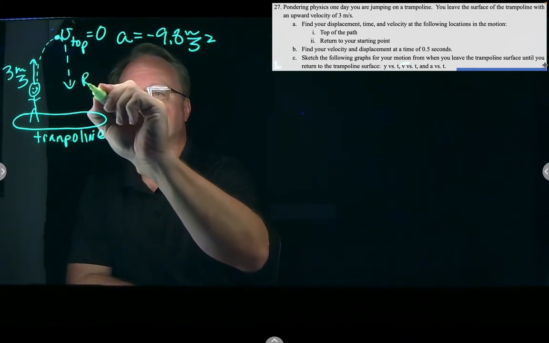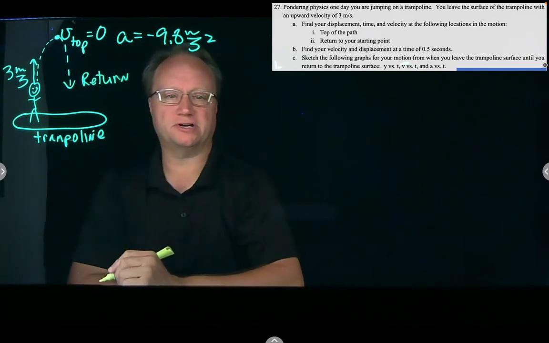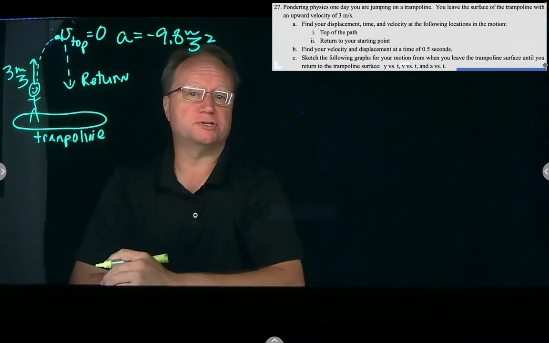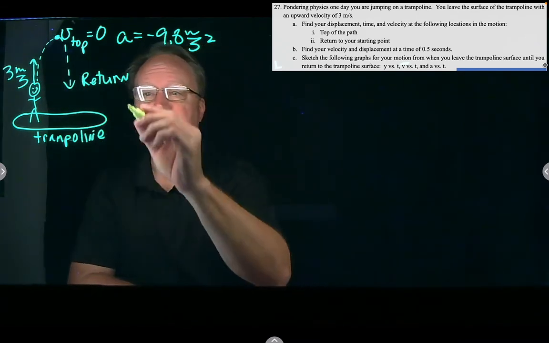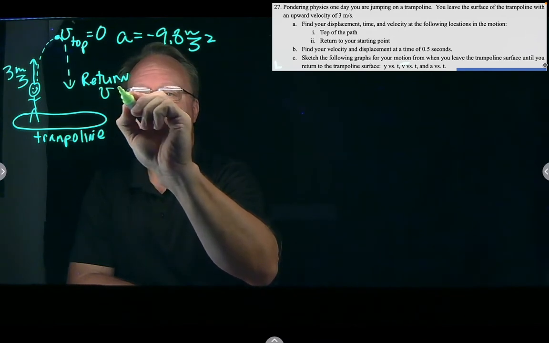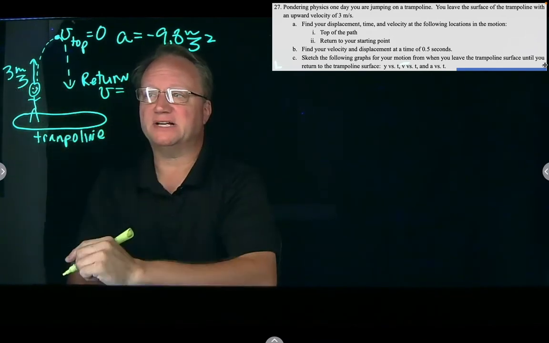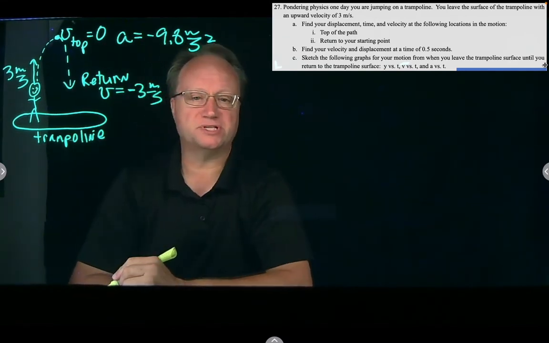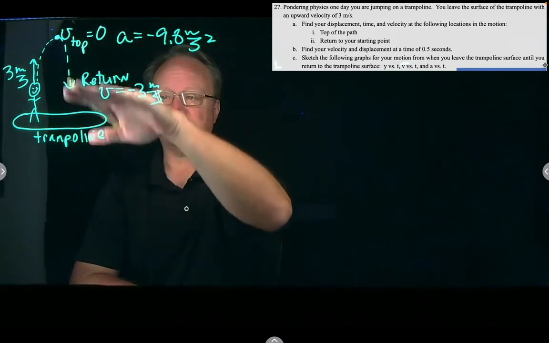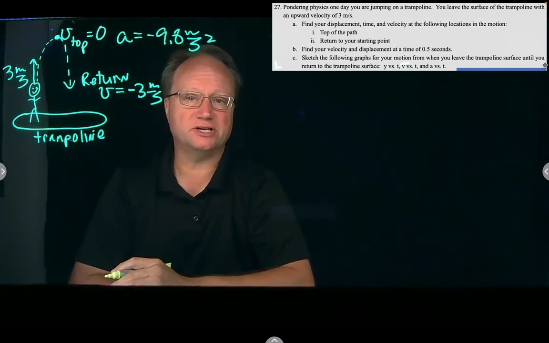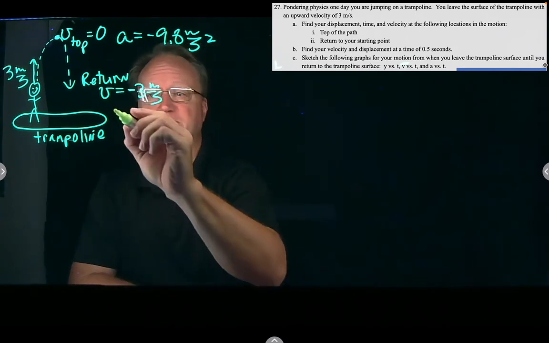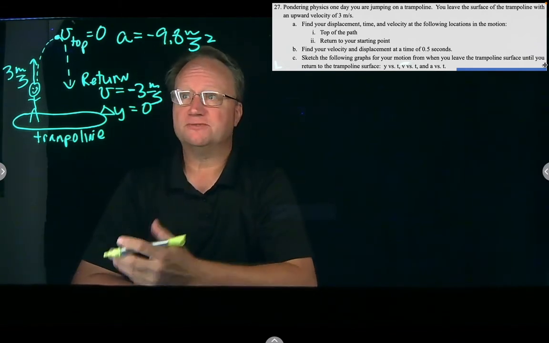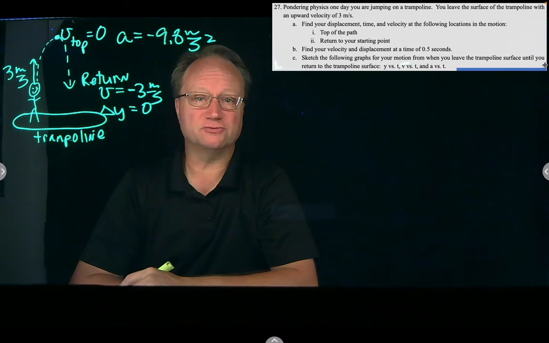Now, over here, when you return to the same location, to the level of the trampoline, this parabolic curve is symmetrical because you're returning to the same location, which means that your velocity over here when you return exactly matches the initial velocity, but it's in the opposite direction, negative 3 meters per second. You have also left one location and returned to the same location, so your total displacement from start to finish would be 0.